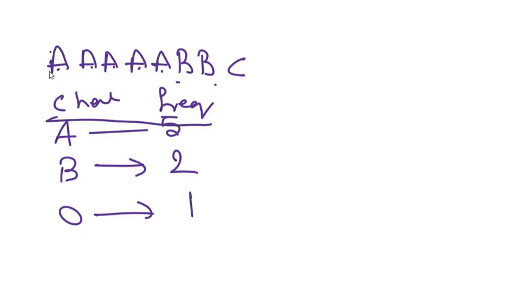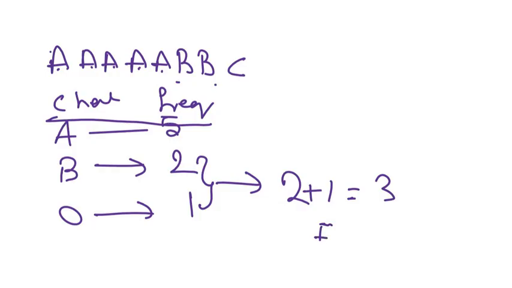These are the characters and their frequencies. Now the first step is to identify the two least frequency values. B and C have the least values, so these two values should be added. The second step is to add these two values, 2 plus 1, which equals 3. This will form an internal node.